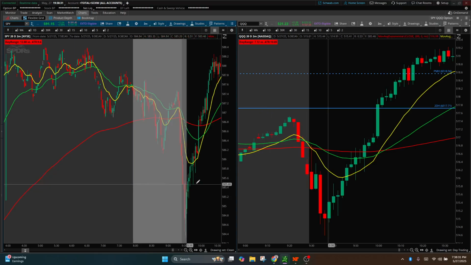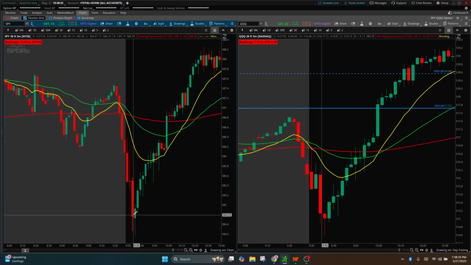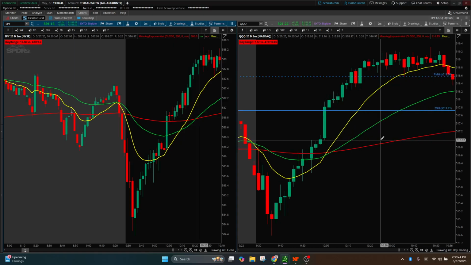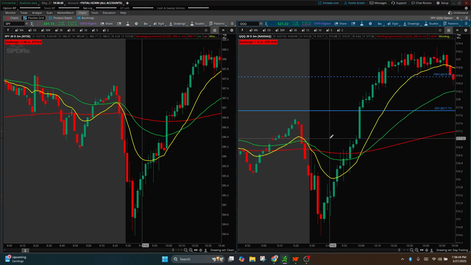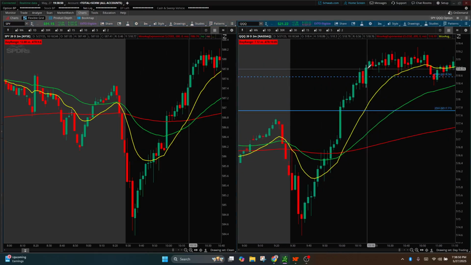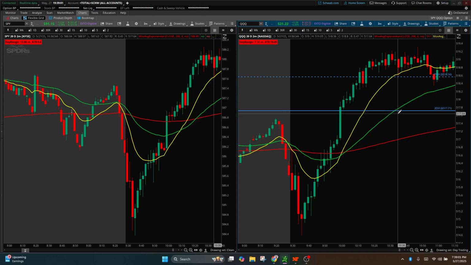So you can see we were pretty weak off the open, but we recovered pretty quick. And then once we reclaimed back above the red 200 line here, that's my signal to be looking for longs. So I'm looking for pullbacks to this yellow line here, which is the 15 EMA on the 2-minute chart, and then the 45 EMA on the 2-minute is the green one here.